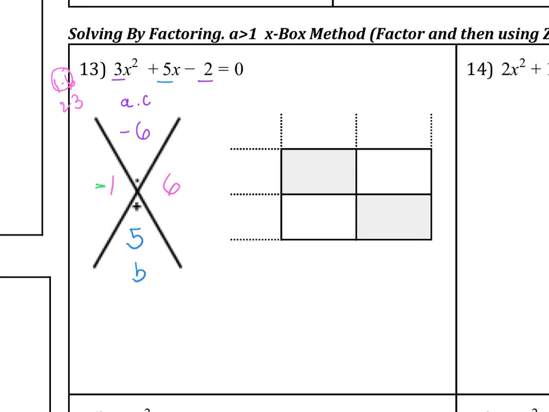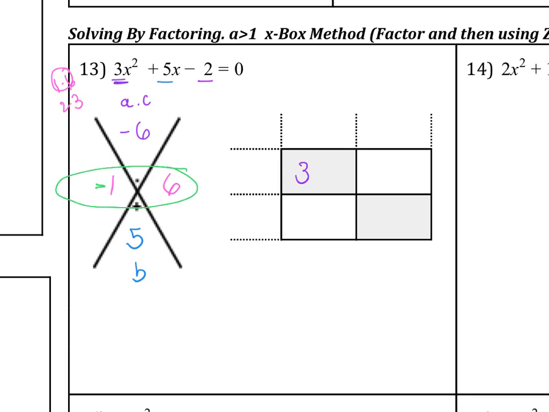Now, to double check, just look. Negative 1 times 6 is a negative 6. Negative 1 plus 6 is a positive 5. Now, notice I already have the X, or the box. So we're going to go in reverse. We're going to fill it in from the inside and find our factors on the outside.